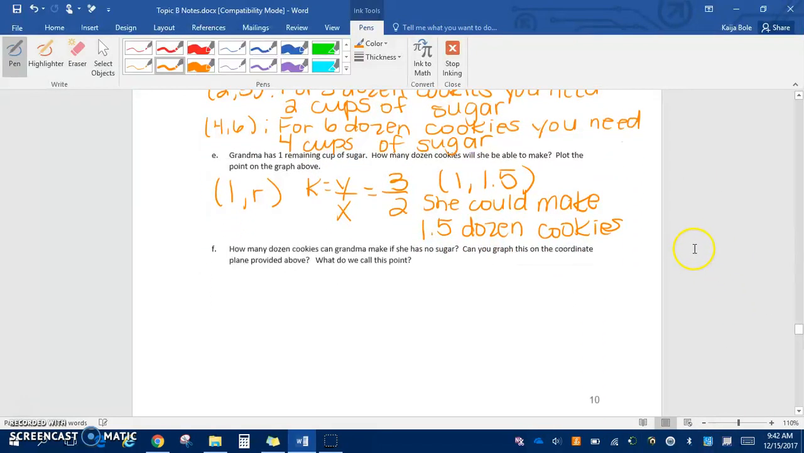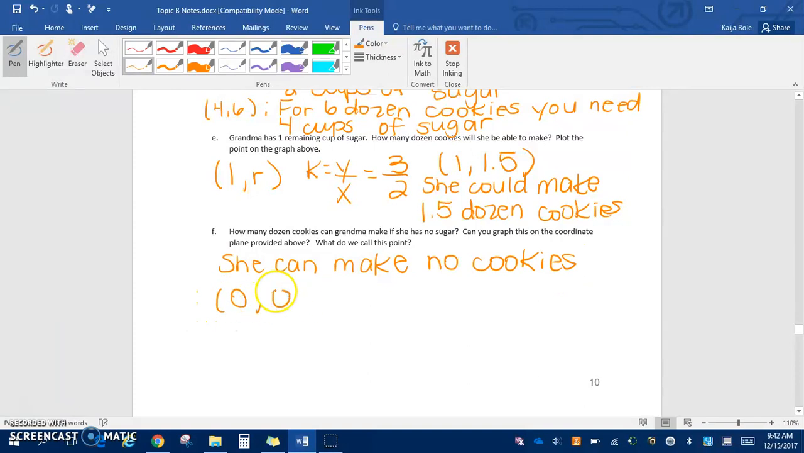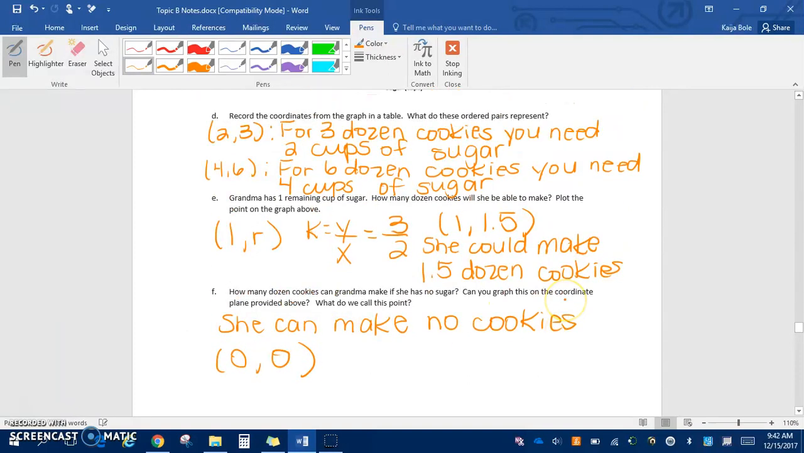And then the last question says, how many dozen cookies can Grandma make if she has no sugar, and then can you graph it on the coordinate plane? So if she has no sugar, she can make no cookies because she's missing an ingredient. Alright, the point though, if there were 0 cups of sugar, she would have 0 cookies. And yes, we can plot that. And then it asks, what do we call this point? We say this is called the origin.